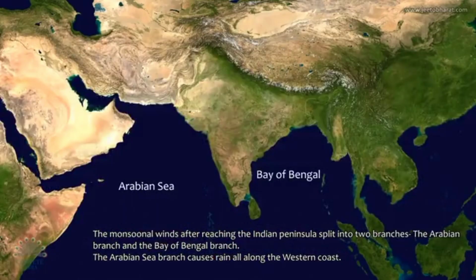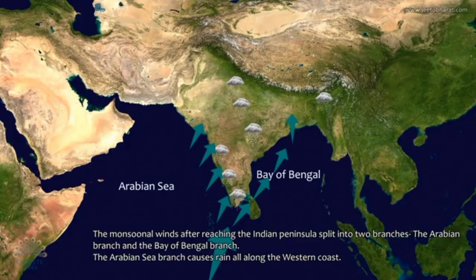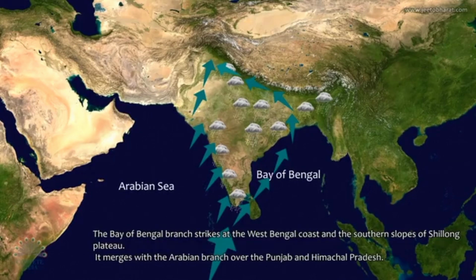The monsoonal winds, after reaching the Indian peninsula, split into two branches, the Arabian Sea branch and the Bay of Bengal branch. The Arabian Sea branch causes rain all along the western coast. The Bay of Bengal branch strikes at the West Bengal coast and the southern slopes of Shillong Plateau. It merges with the Arabian Sea branch over the Punjab and Himachal Pradesh.